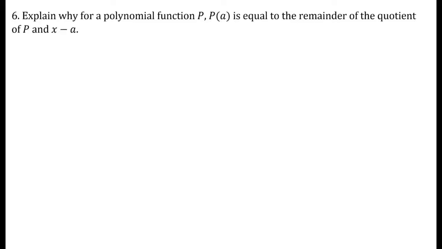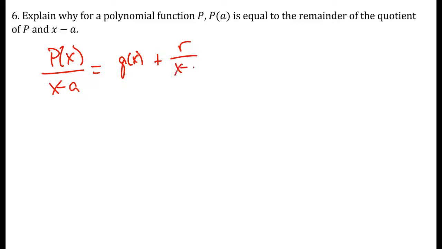Number 6, explain why for a polynomial function, p of a is equal to the remainder of the quotient of p by x minus a. So this is kind of just talking about the idea of what is the remainder theorem. The remainder theorem says if I divide p of x by x minus a, I can write it as some quotient function, I don't know what it is, plus the remainder over x minus a. I know that remainder is going to be a number because if it was a linear term, I could still divide it by x minus a, so it has to be a plain old number.